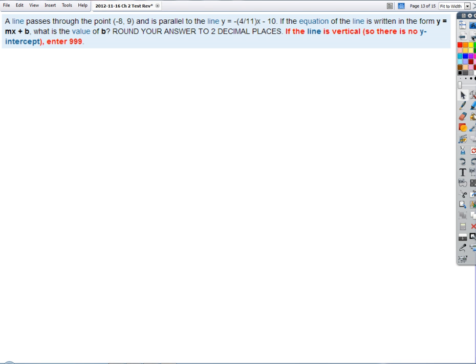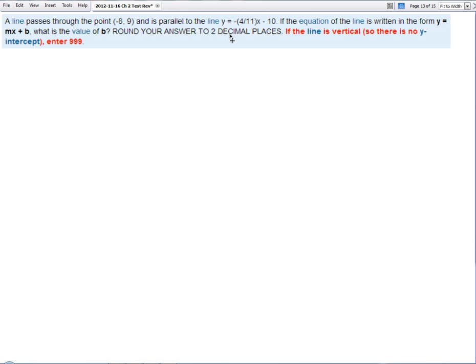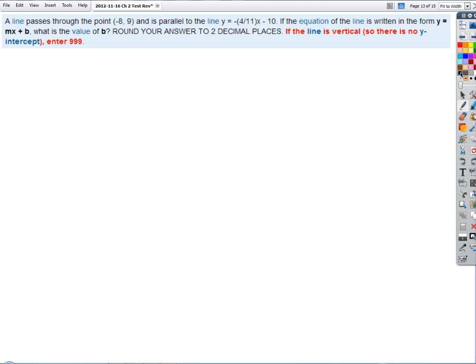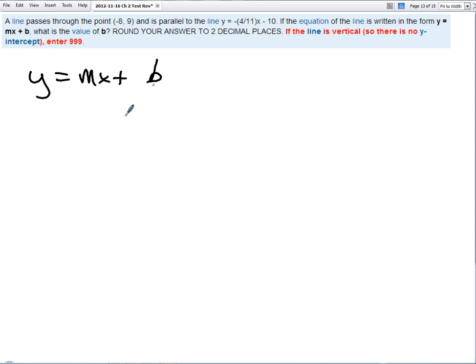What about this guy? If a line passes through the point 8, negative 9, and it's parallel to the line y equals negative 4 elevenths x minus 10, we want to know the value of b. So what's always our trick for finding the value of b, the y-intercept? Plug all my information in. Good. So we're going to start with y equals mx plus b. And I've got to plug stuff in for everything except b, right?